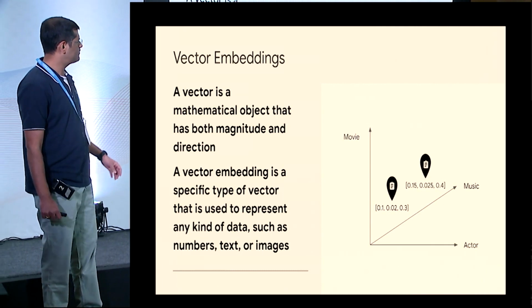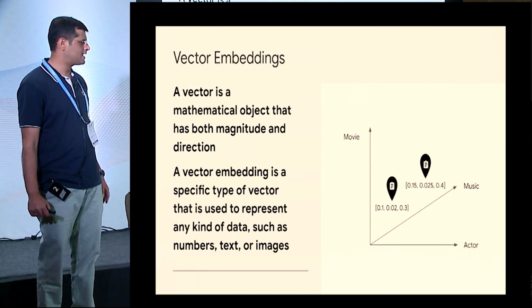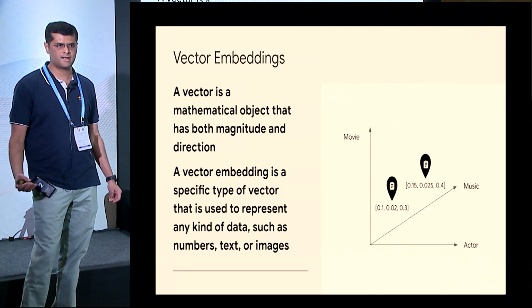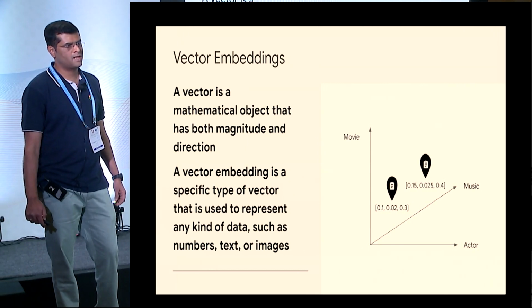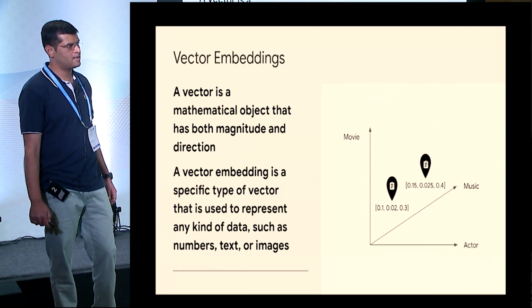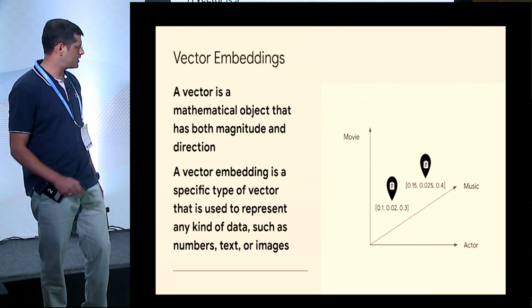And this is just a toy example. In reality, the embeddings have hundreds of dimensions. From a PostgreSQL perspective, we can think of an embedding as an array of floating point numbers.